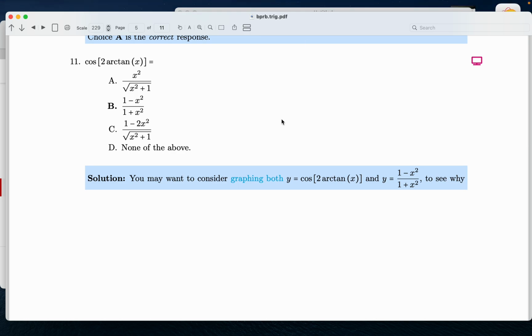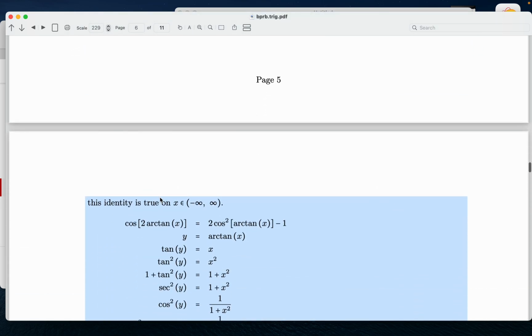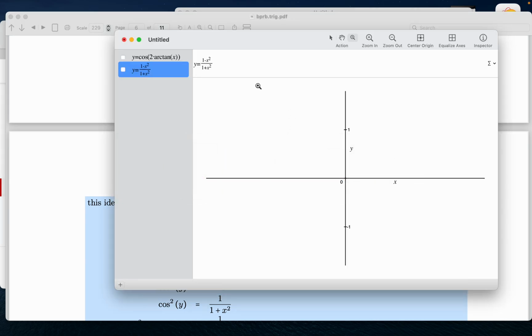Okay, number 11, again, we went through paper and pencil work on it, and we were able to identify that B was equivalent to that. I also mentioned that the graph of this original trigonometric expression is identical to the rational function on all values of x, all real numbers, all right? So this is expressed over here. So what I'm going to do is use a graphing application and take a look at it.